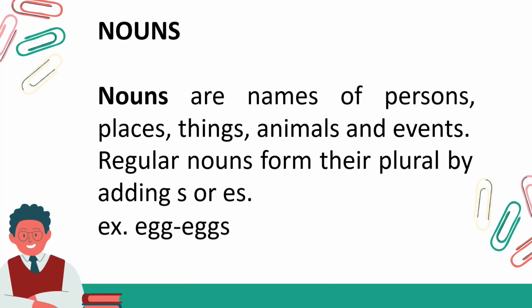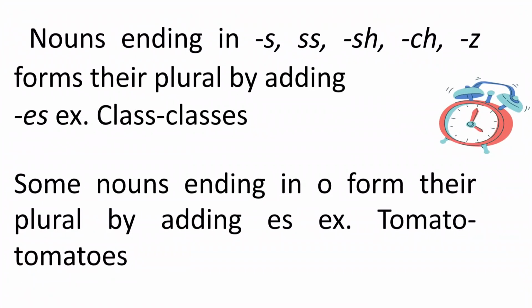Nouns are names of persons, places, things, animals, and events. Regular nouns form their plural by adding s or es. Example, egg, and then eggs. And then nouns ending in s, ss, or sh, ch, and z form their plural by adding es. Example, class, and then classes.